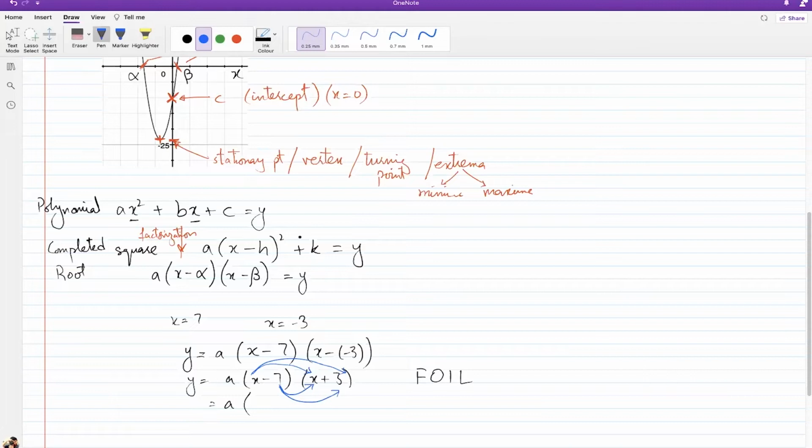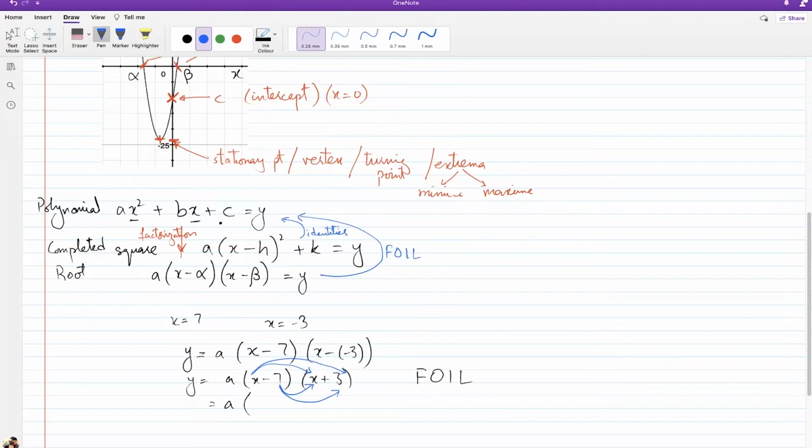Similarly, to go from completed square form to polynomial form, all we have to do is again expansion, and for that we use identities. So here we have to use the identity which has a squared minus 2ab plus b squared, and here we have to use FOIL, and that way we will be able to convert.